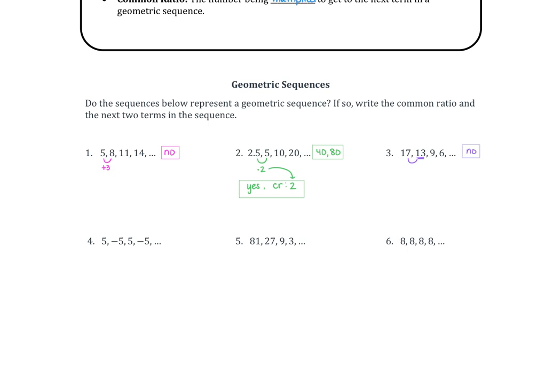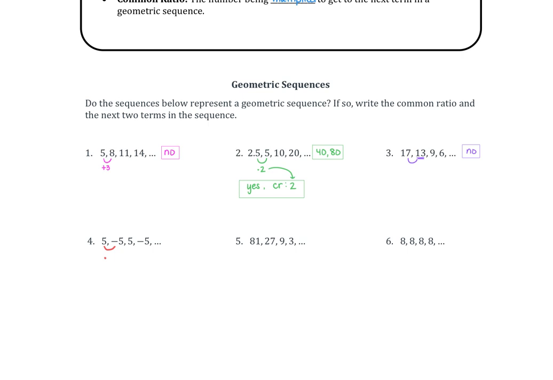All right, number 4, we're going to look to see how it is changing from 5 to negative 5. That is decreasing, so it's either going to be subtracting or it's going to be in terms of multiplication. So 5 to negative 5 would have to decrease by 10. But then it goes from negative 5 to positive 5. So that is not true. That does not work.